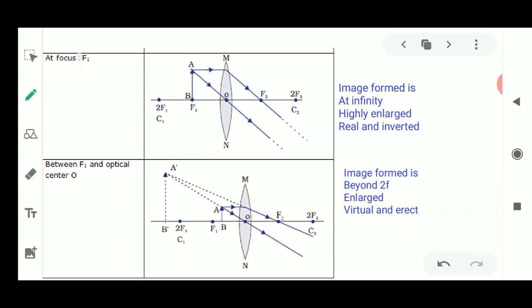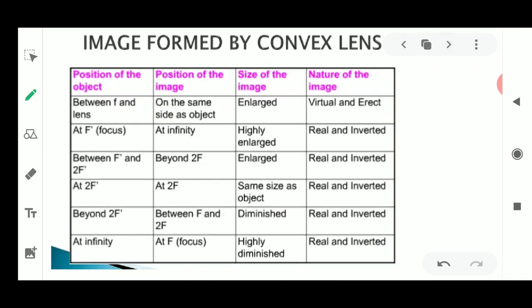That is why this image will be erect, and that is why this image will be virtual. What is the position of the image? The position of the image is beyond 2f1, so it is beyond the center of curvature. So this image will be magnified, it will be enlarged. Okay, so this was all about the positions of the object where it was placed and the image was formed.